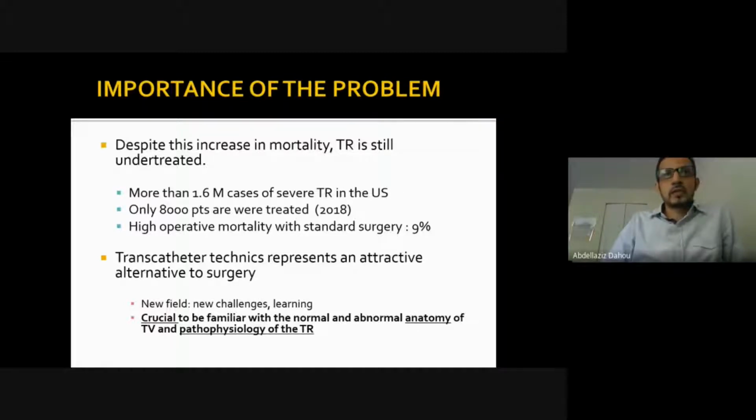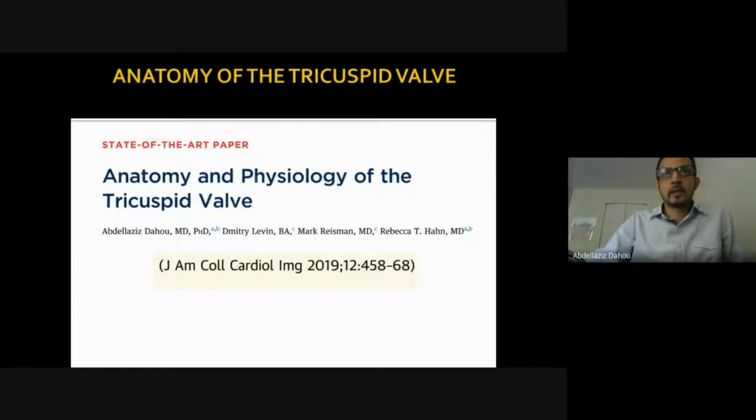And this is why the transcatheter techniques represent an attractive alternative to surgery, because we have some new data now supporting maybe the usefulness of this technique for TR reduction and also at low costs, with low mortality. As I said, the pathophysiology and anatomy of the tricuspid valve is pivotal, is central in this subject, and we start from the beginning.